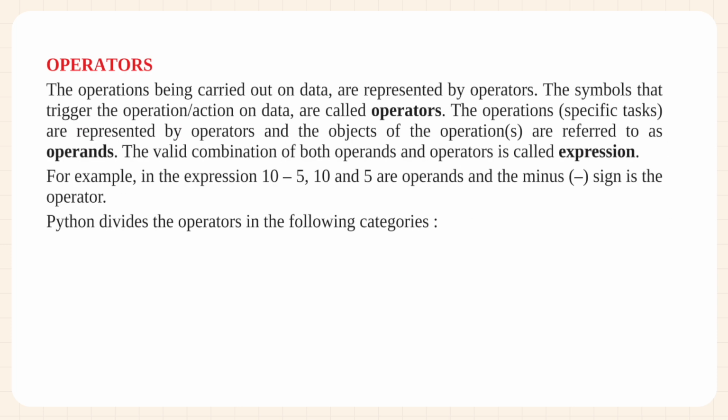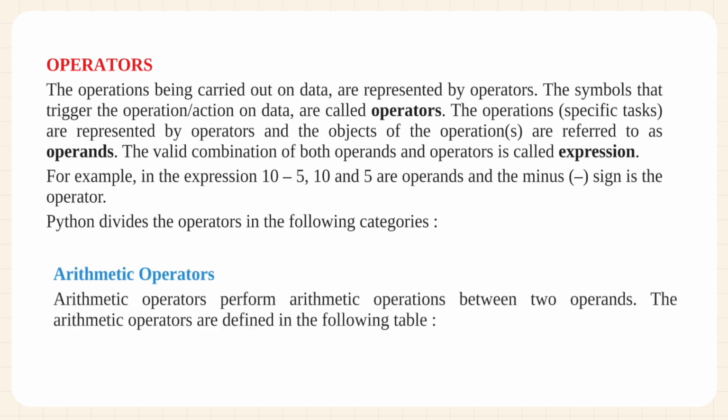Operators. The operations being carried out on data are represented by operators. The symbols that trigger the operation action on data are called operators. The operations, specific tasks, are represented by operators, and the objects of the operations are referred to as operands. The valid combination of both operands and operators is called an expression. For example, in the expression 10 - 5, 10 and 5 are operands and the minus sign is the operator. Python divides the operators in the following categories.